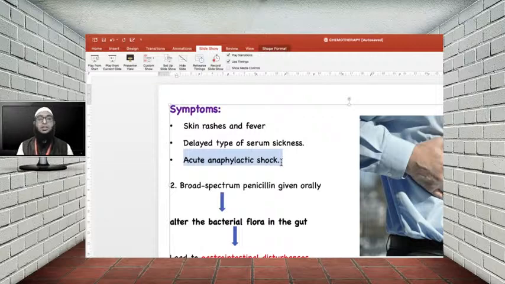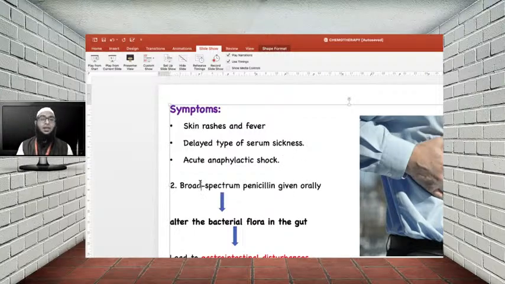Okay, and due to the release of the antibody, now the patient will show symptoms like skin rashes and fever, delayed type serum sickness in some patients, and also there could be a possibility of acute anaphylactic shock. Okay, so these are a few symptoms of the hypersensitivity related to penicillin. So one of the important unwanted effects is the hypersensitivity reaction.